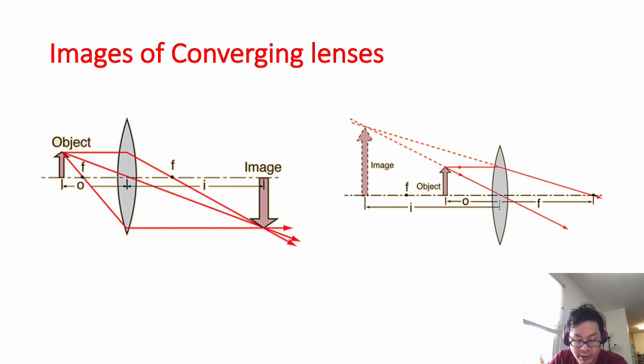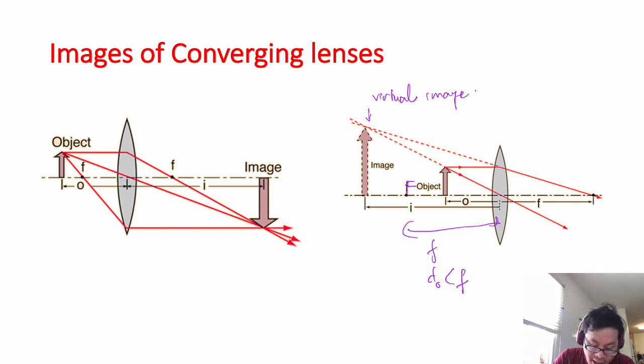Here is the image of the convergent lens. In the convergent lens, the real image and virtual image can both occur, but this depends on the position of the object relative to the focal length. First, I will talk about the virtual image. The virtual image will occur when the object is placed inside the focal length here. Every time the object is placed inside the focal length, DO smaller than F, the image of the object will be virtual. And this image will be larger than the object.